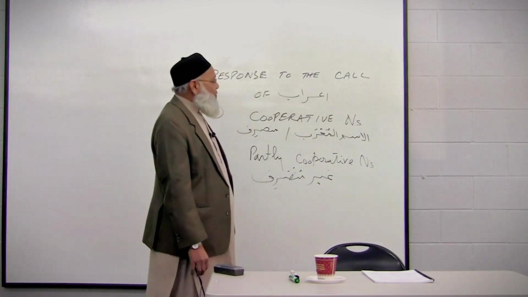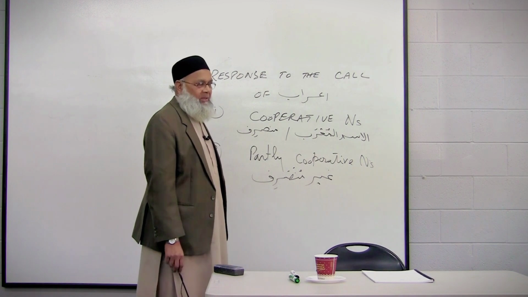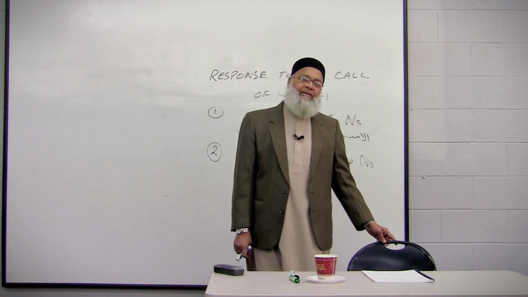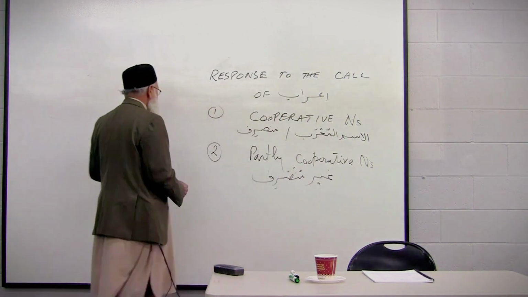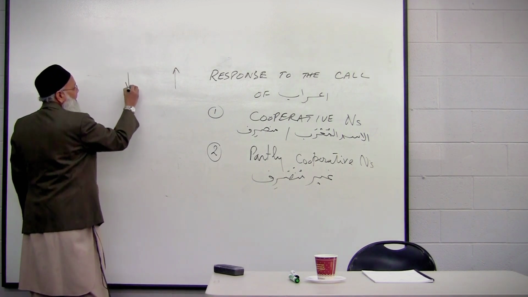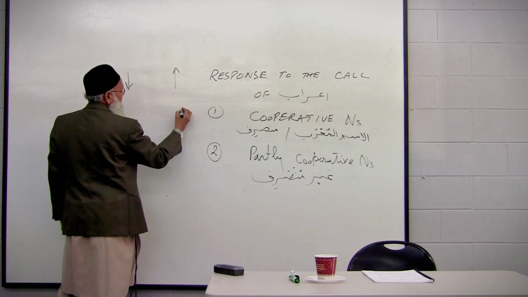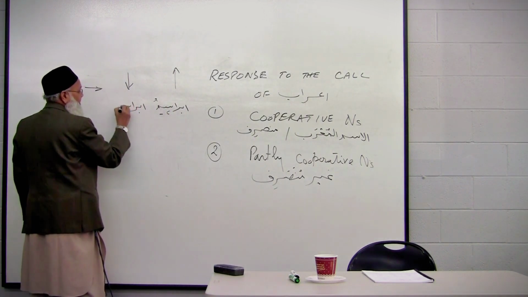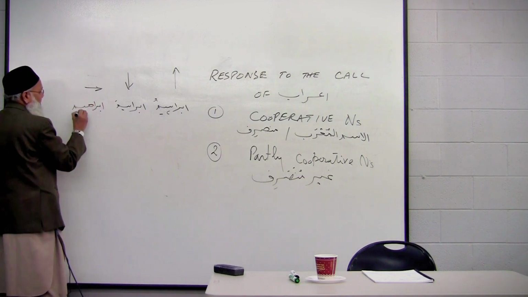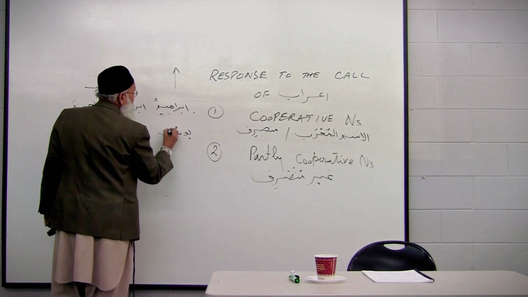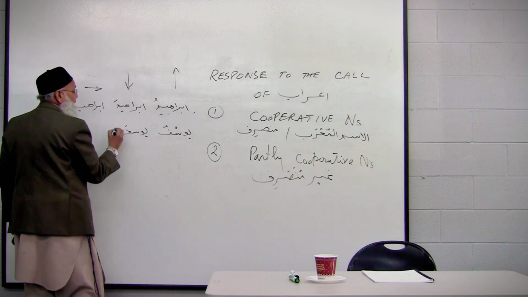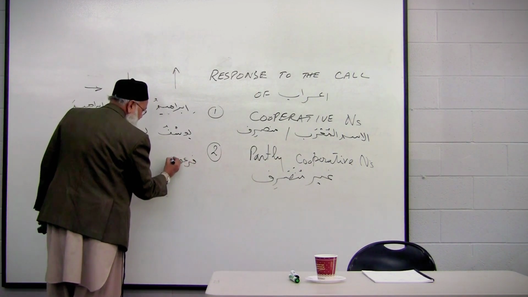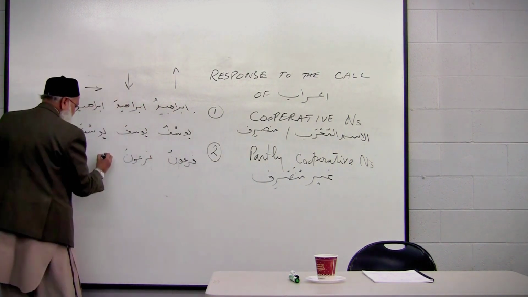These nouns do not accept kasra at the end, so their jar form too is expressed with fatha. Examples: rafa form, nasab form and jar form. It will be like Ibrahimu, Ibrahima and Ibrahima. Yusufu, Yusufa and Yusufa. Fir'aunu, Fir'auna and Fir'auna.